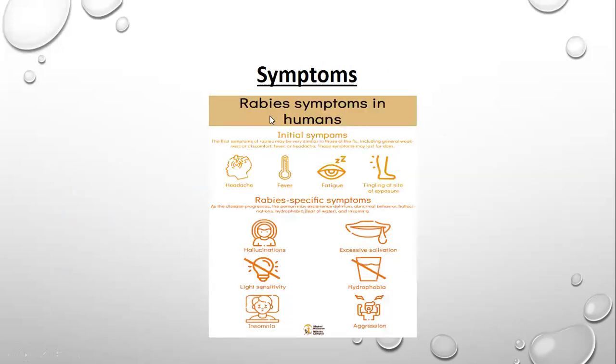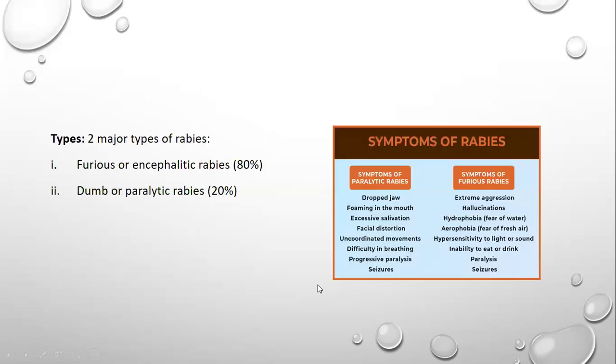These are the symptoms of rabies. These are initial symptoms that occur during the prodromal stage, and these are the rabies-specific symptoms that occur in the acute neurological stage. There are 2 types of rabies: furious or encephalitic rabies that occurs in 80% of the cases, and dumb or paralytic rabies that occurs in 20% of the cases. And here are the prominent symptoms of both these types of rabies.